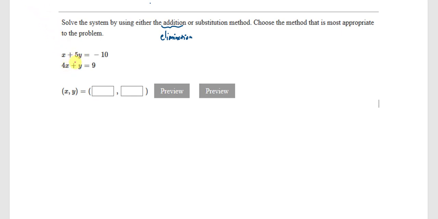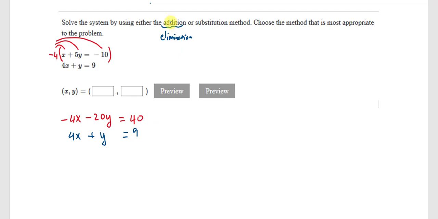So I want the top equation to have minus 4x. I have to multiply the whole thing by minus 4. If I multiply by minus 4, I multiply all of the terms. Minus 4 times x is minus 4x. Minus 4 times 5 is minus 20y. Minus times minus becomes plus, 4 times 10, that is 40. And then I keep my second equation.